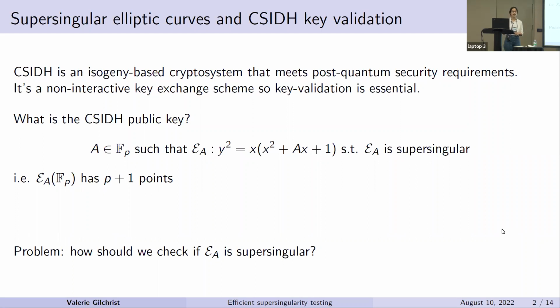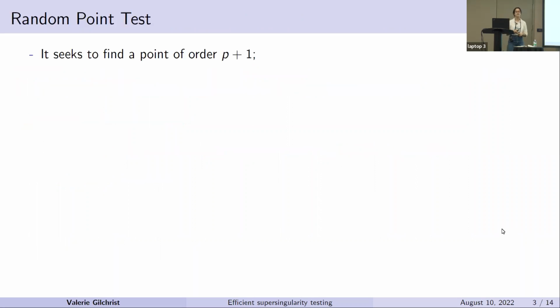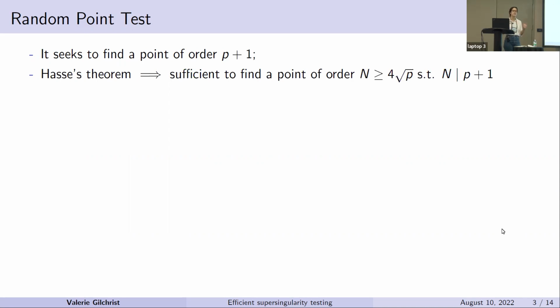The first one is what we call the random point test. This algorithm was first introduced in the original SeaSide paper. The premise is that it's looking for a point of order p plus 1. To do this, it first uses Hasse's theorem to take a little bit of a shortcut. Due to Hasse's theorem, we know that if we can find a point of order n, where n is at least 4 root p and n divides p plus 1, then the order of this point will lie in this particular interval, and it ends up being that the order will necessarily have to be p plus 1.